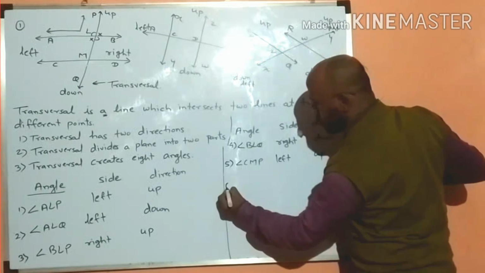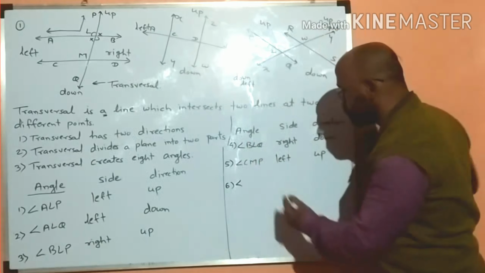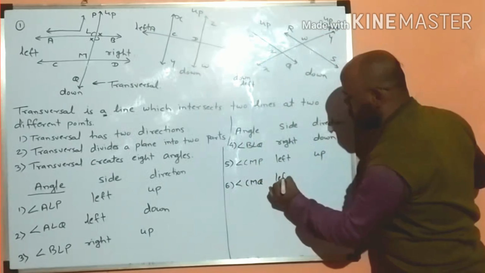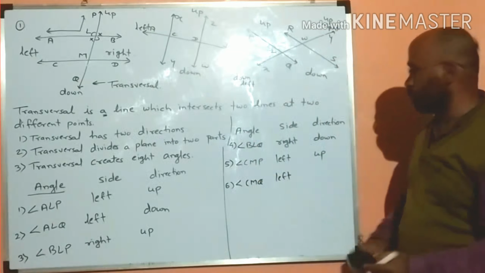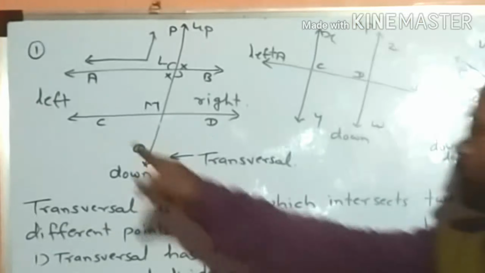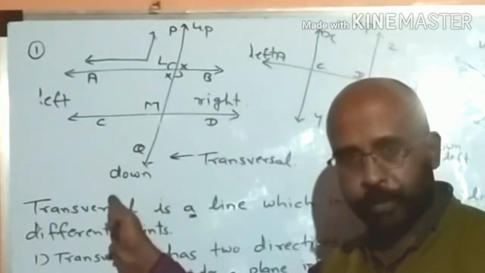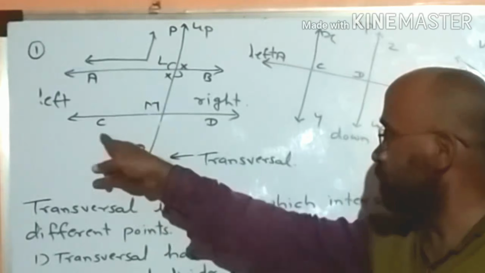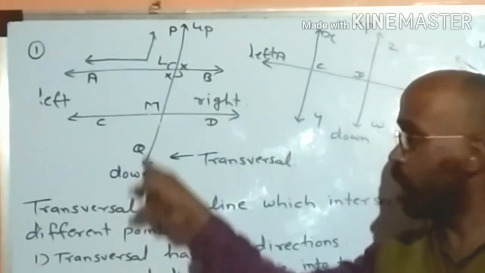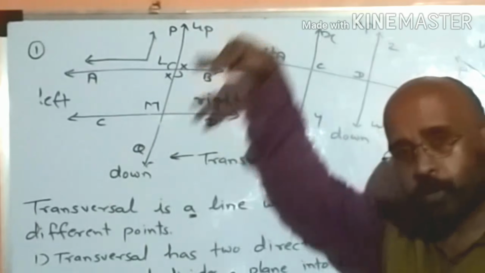Sixth angle is angle CMQ. It's also on the left side of the transversal, and its direction on the transversal is down. See, CMQ on this side, that is the left side of this PQ. CM and MQ. MQ is part of transversal, and MQ is going towards down.